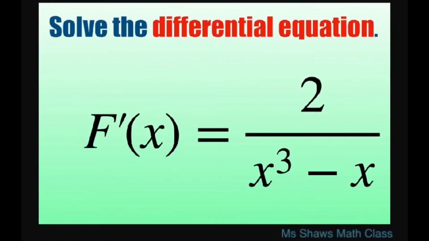Hi everyone, we're going to solve the differential equation f prime of x equals 2 divided by x cubed minus x. The way we do this, we're going to integrate both sides. So you're basically going to integrate f prime of x and also integrate this side.